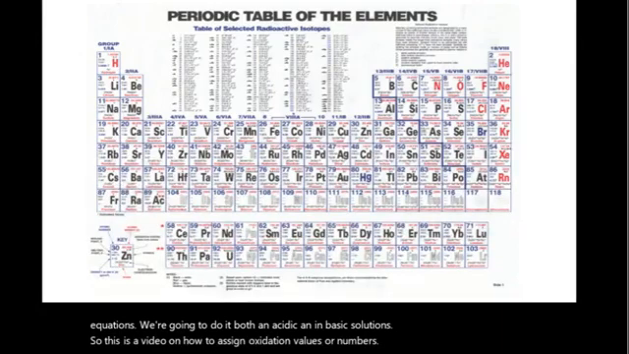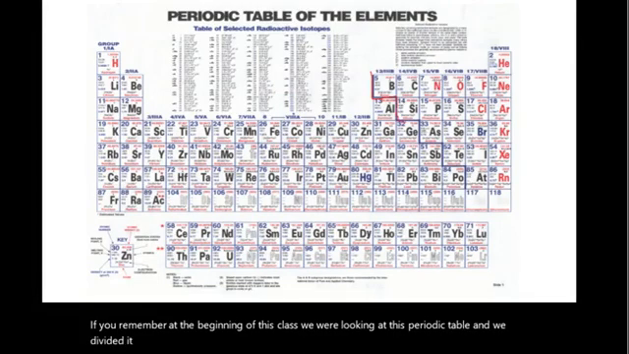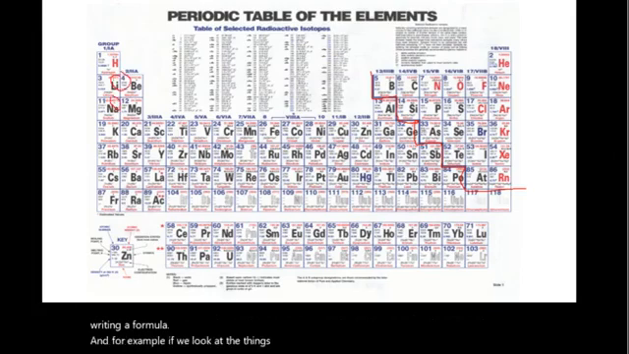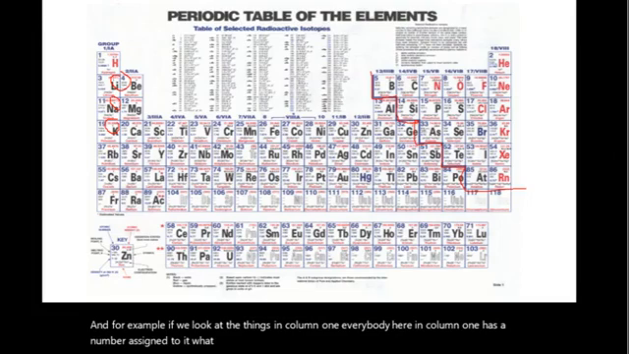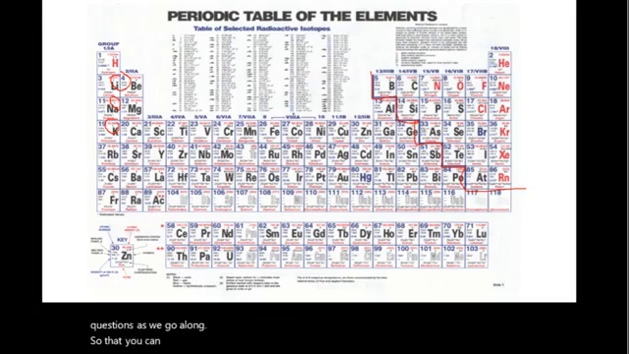If you remember in the beginning of this class, we were looking at this periodic table, and we divided it here at the Cootie line. And I told you how to determine what the charge was for writing a formula. For example, if we look at the things in column 1, everybody here in column 1 has a number assigned to it. What number is that? Go ahead and give it a try and answer the questions as we go along, so that you can get the most out of this video.